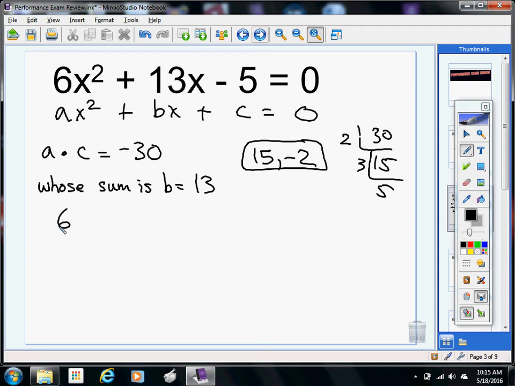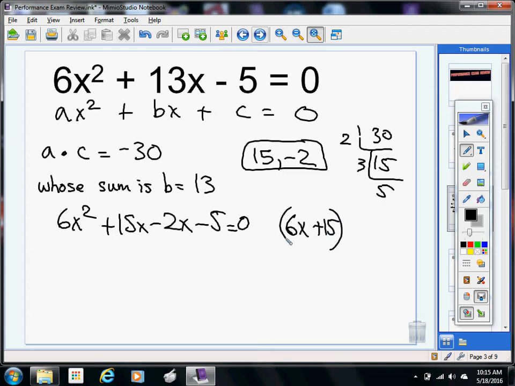Here's that other way. Guys, 6x squared plus 15x minus 2x minus 5. This is factor by grouping. He's seen that. The one he hasn't seen is this method right here, because that's a 6x squared, right? 6x plus 15. Because that's a 6x squared right there, come over here and write 6x. Okay, so factor by grouping, we've all seen.